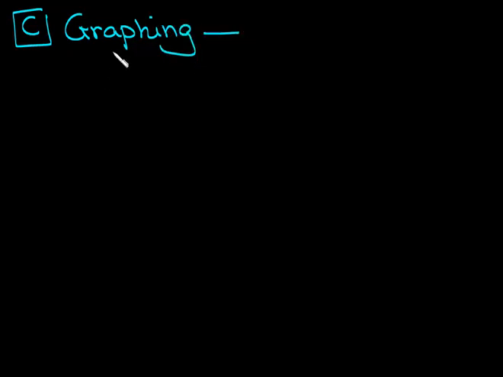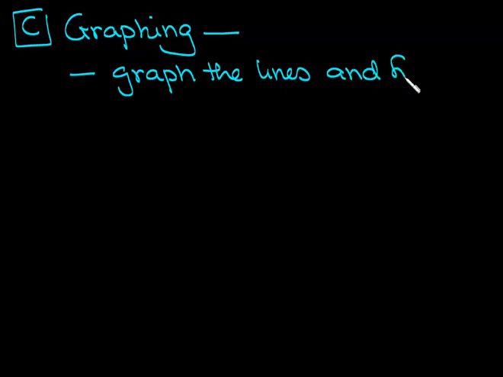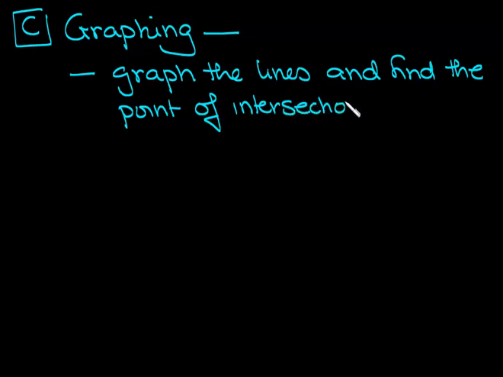So the first method that we're going to take a look at is graphing. Basically all we want to do is graph the lines and find the point of intersection. So you graph the two lines and find the point of intersection.